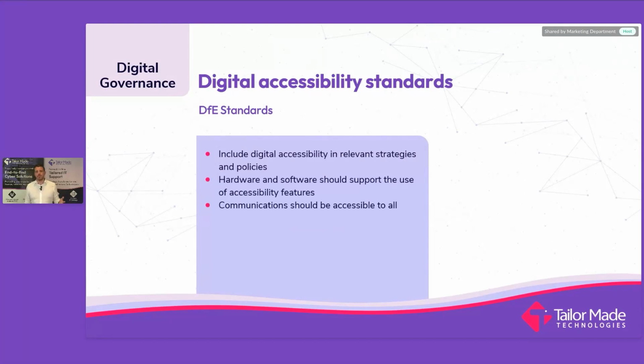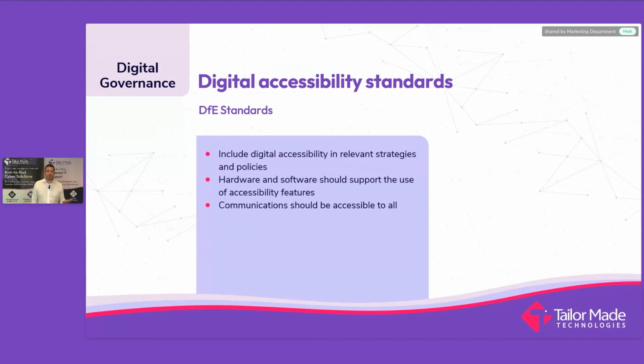Now it's incredible. Some of the stuff that Microsoft and Google have baked in is incredible. So it's all about making sure that we're putting accessibility first. And this is an important thing from the DfE. They're saying you need to think about accessibility. You need to appreciate that not everybody can engage with technology the same way. So making sure that it's front and center in a lot of your new policies and strategies is there. Hardware and software should support the use of accessibility features, and communication should be accessible to all.